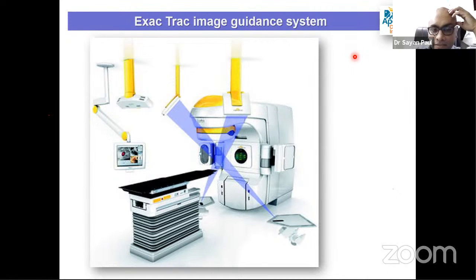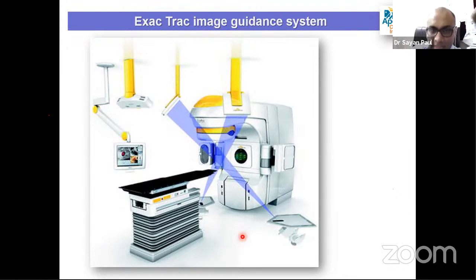What is that? This is also called a stereoscopic image guidance system. This is very, very interesting. So there are two X-ray machines on the floor, as you can see, one on this side, one on that side. And two X-ray beams can be fired at a 45-degree angle to the ground. And there are two ceiling-mounted image detectors which capture the X-rays and simultaneously take two images in two oblique planes and give you an oblique image.